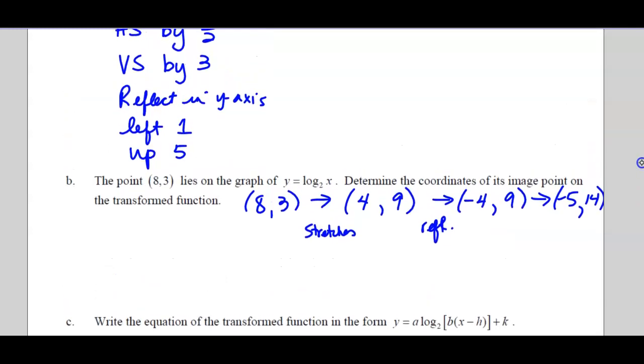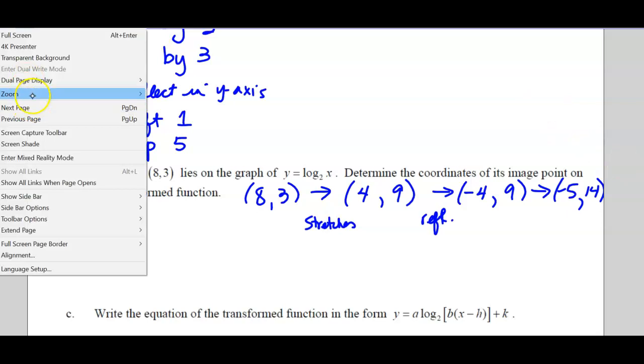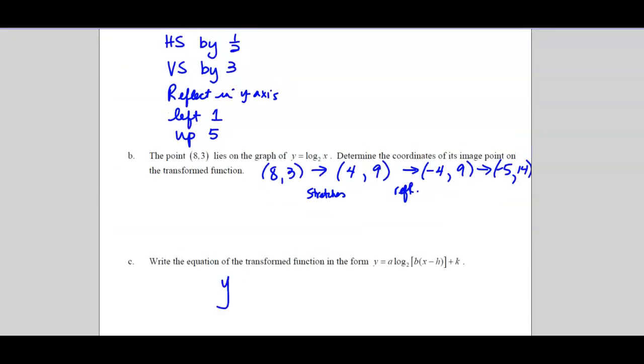Write the equation of this. I'm just going to do it above. Or actually, I can push this down a bit. There we go. Okay, so vertical stretch by 3. Horizontal stretch by half means there will be a 2 there. Reflected in the y-axis makes that -2. Then we're going left 1, so that's going to be x plus 1 in brackets. And up 5 would be plus 5 outside.